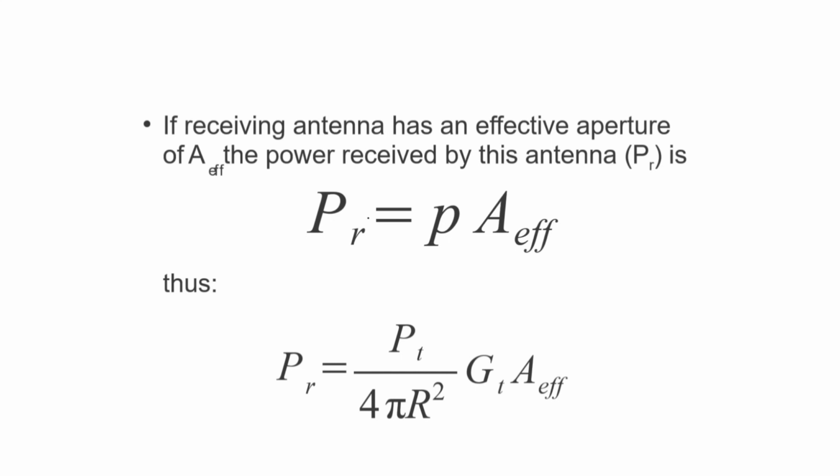At the receiving side, the power received depends on the effective aperture of the antenna. That means the antenna has a reflector, so this effective aperture is going to feed power to the antenna. So the power received at the receiver side, PR, is equal to the power density multiplied by the effective aperture, and PR is equal to PT divided by 4 pi R square, GT, multiplied by the effective aperture A effective.